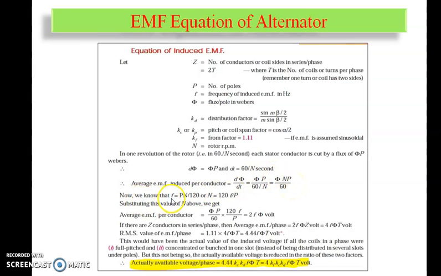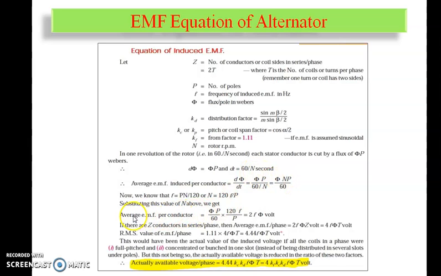Now we know that f equals Pn divided by 120. म्हणजे सिंपल की आपल्याला माहिती आहे Ns equals 120 f upon P. हा फॉर्म्युला आपला Ns चा सिंक्रोनस स्पीडचा फॉर्म्युला आहे. त्याच्यावर मी काय केलं, फ्रिक्वेन्सीची व्हॅल्यू फाइंड केली. हा आपला फॉर्म्युला माहिती आहे. So by using this formula I am taking the frequency, that is f equals Pn divided by 120. Now I am substituting all these terms into this equation.